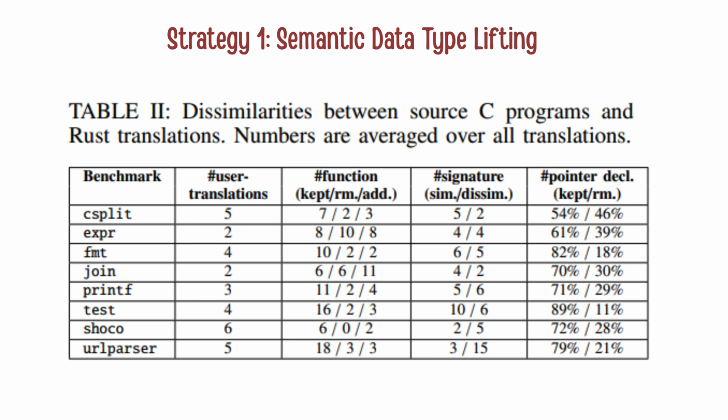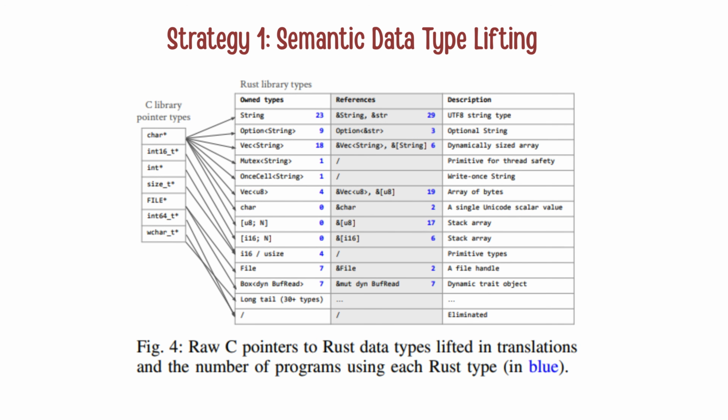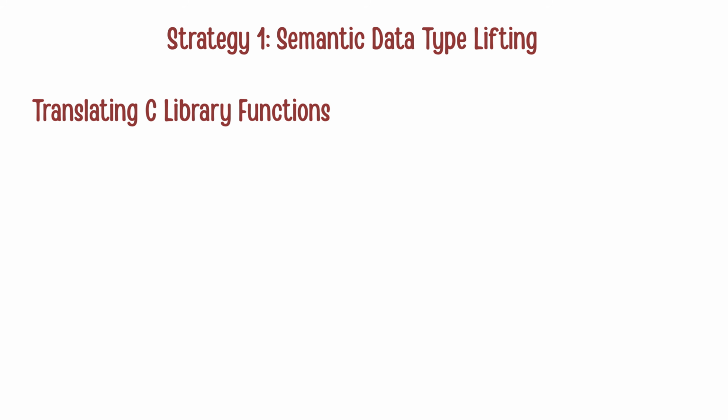Another fascinating observation is that there wasn't a single correct replacement. The same C pointer could be translated into several different Rust types depending on the situation. Across the 8 benchmark programs, participants used different Rust types. Changing the data type creates another challenge. If you've replaced a C pointer with a Rust string, you also have to replace all the C library functions that operate on that pointer.